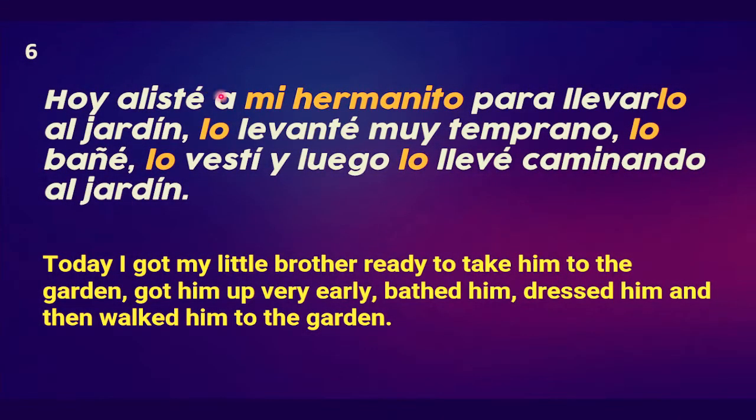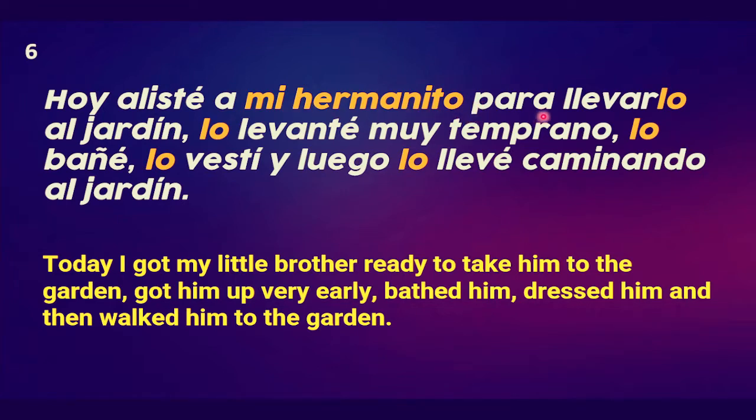Hoy alisté a mi hermanito. This is the verb alistar: get something ready, or get yourself ready for something, for an appointment or a date. So I have my little brother ready to take him to school. My hermanito will be the person that we're going to replace. He's a boy, so he's masculine, so we're going to replace it with lo.